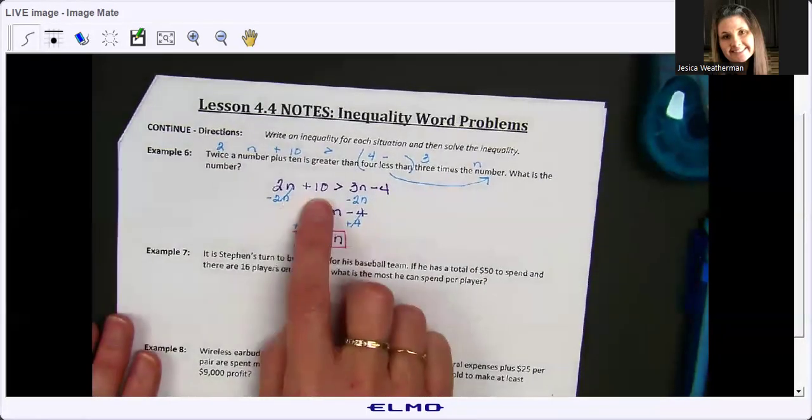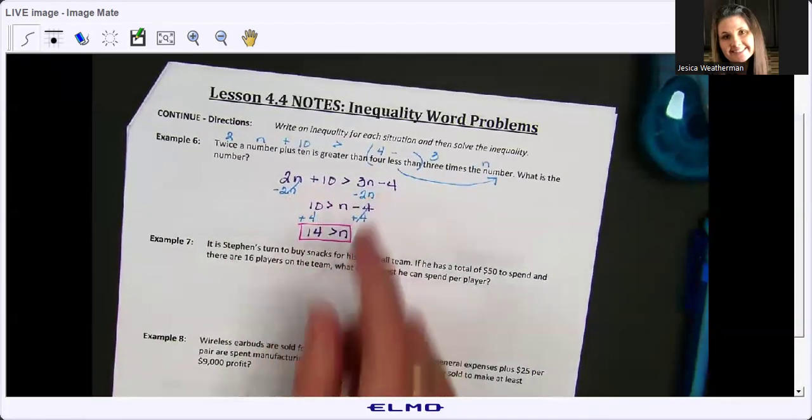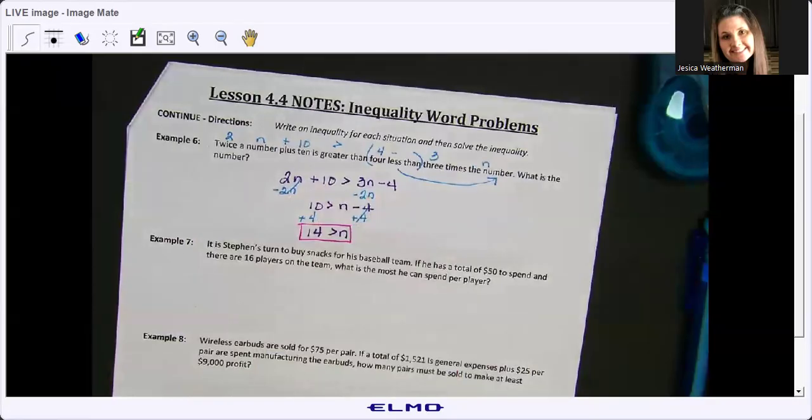I got 2n plus 10 is greater than 3n minus 4. Some of you might have put 4 minus 3n, but remember, I got it confused with the last one we did on the other side. When you have 4 less than a number, that means the 4 less than is going to be moved behind that other term. So that's why I moved it.